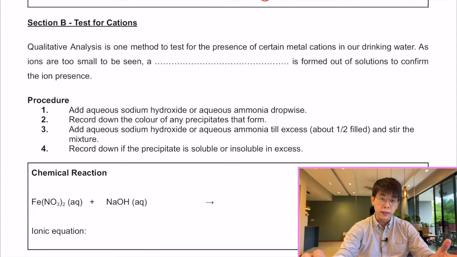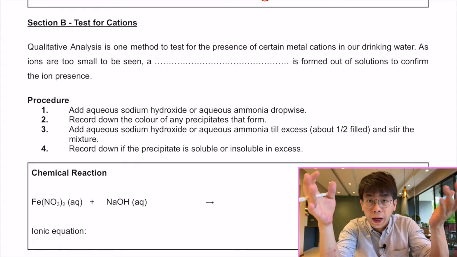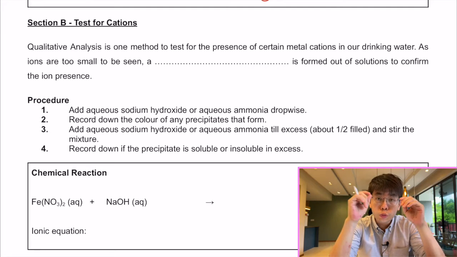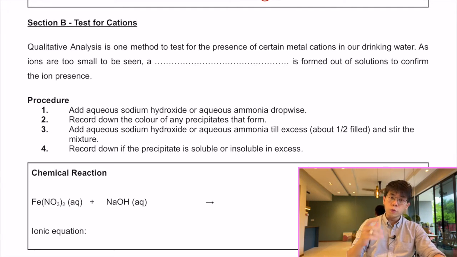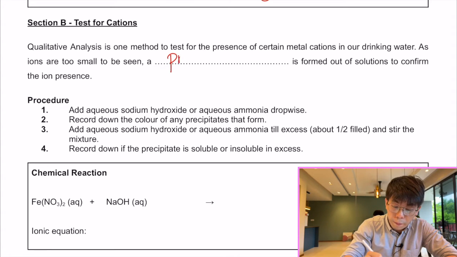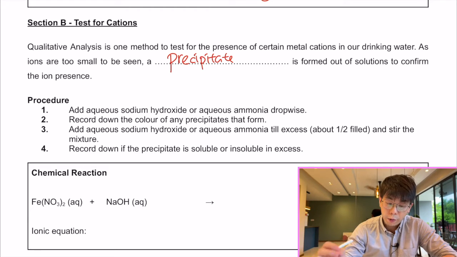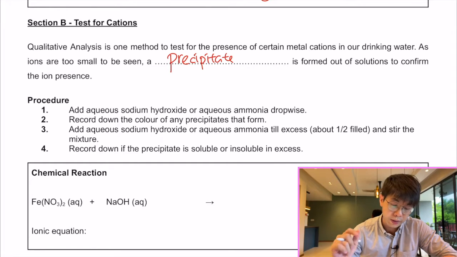So qualitative analysis, this chemical test, is actually one way for us to test for the presence of certain metal cations in our drinking water. And our drinking water contains a lot of ions, and these ions might be too small for us to see, so we actually need to add something into the water such that a precipitate will be formed. And when we see a precipitate, we can confirm that ion is present over there.